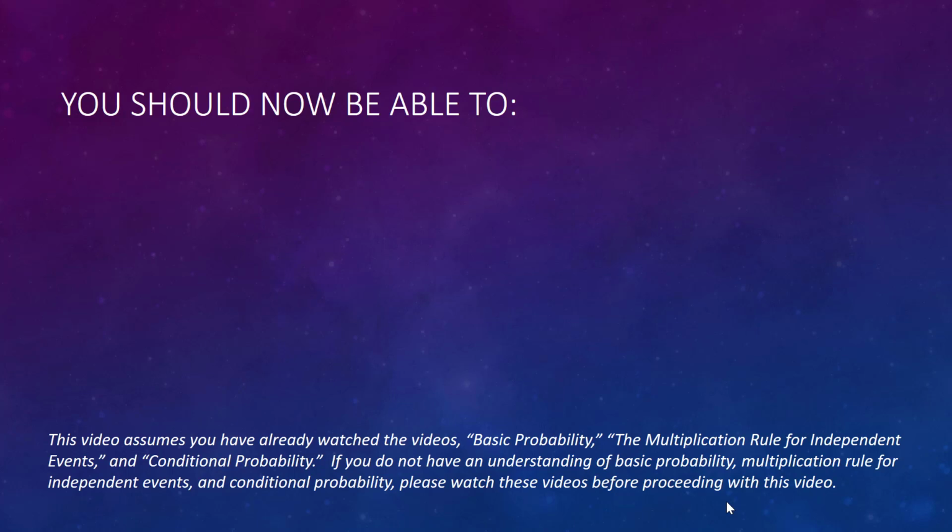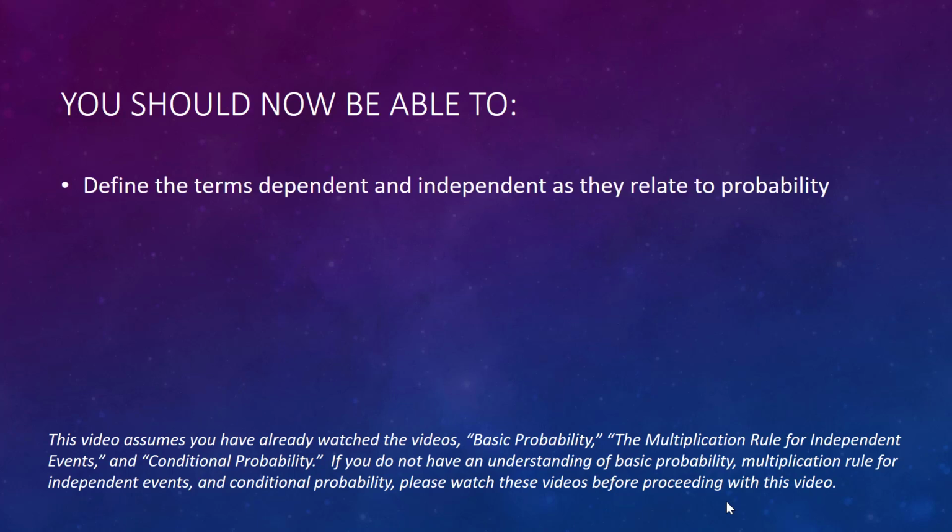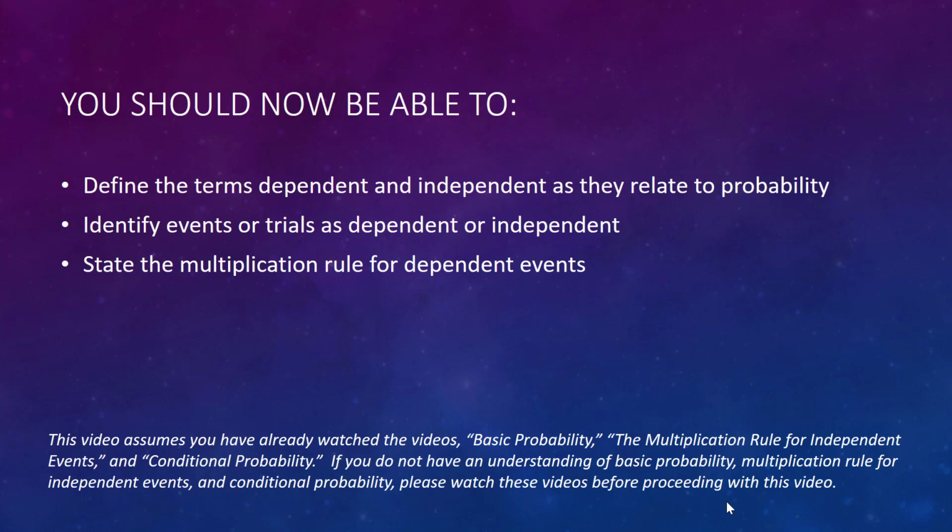Having watched this video, you should now be able to define the terms dependent and independent as they relate to probability, identify events or trials as dependent or independent, state the multiplication rule for dependent events, and apply the multiplication rule for dependent events.